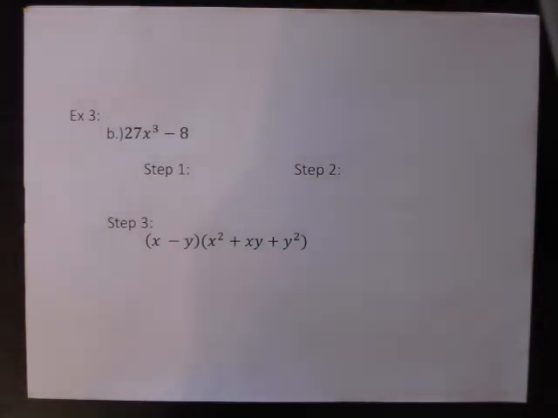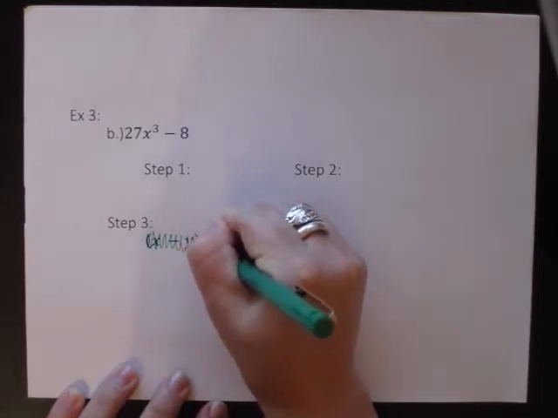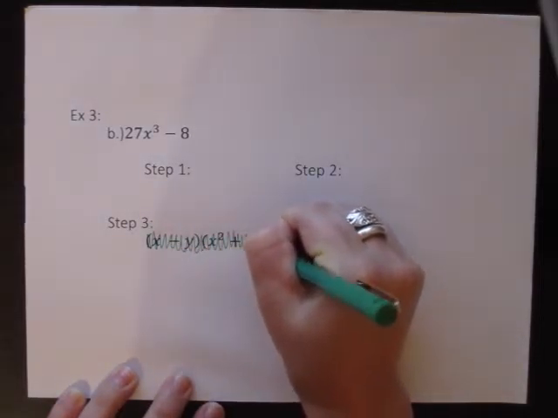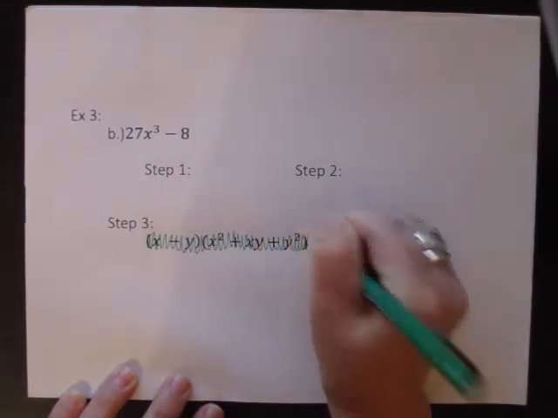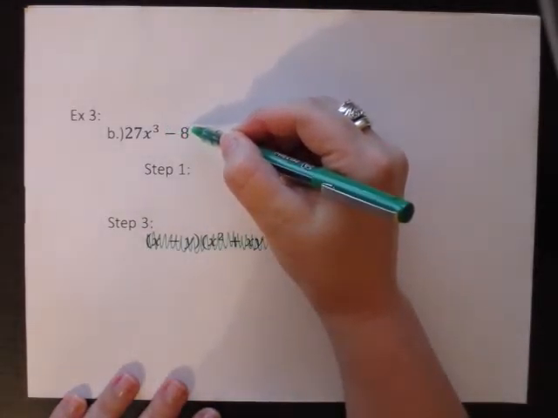Alright guys, so we have another sum or difference of two perfect cubes. So what I want you to do first is cross out step 3. I know it's already written there, but I promise if we talk through it, it's going to make it a lot easier. Alright, so we've got 27x to the third minus 8.